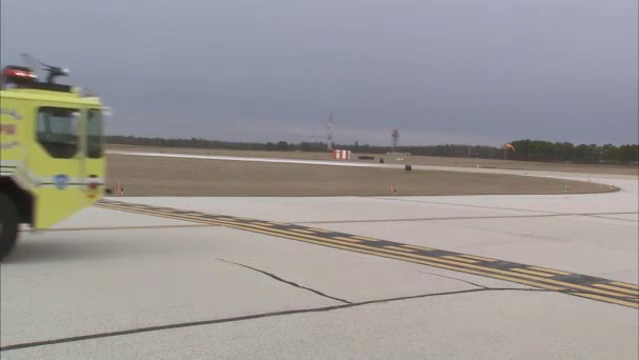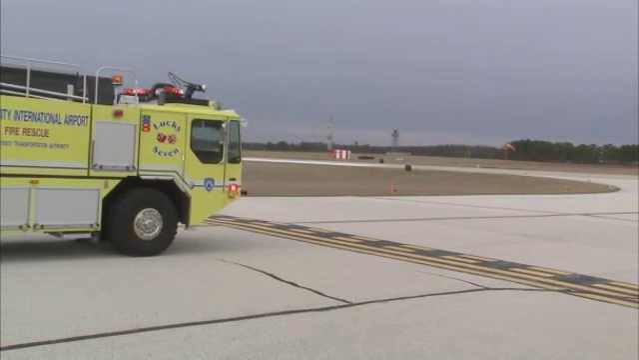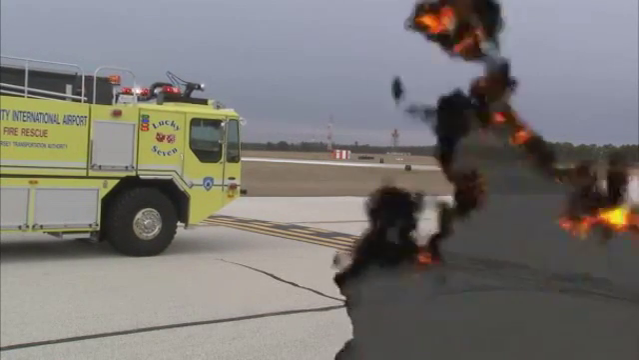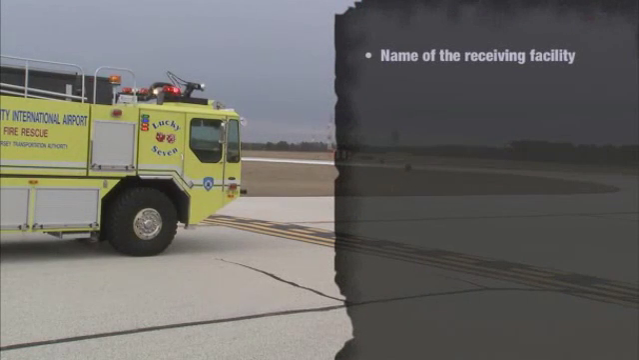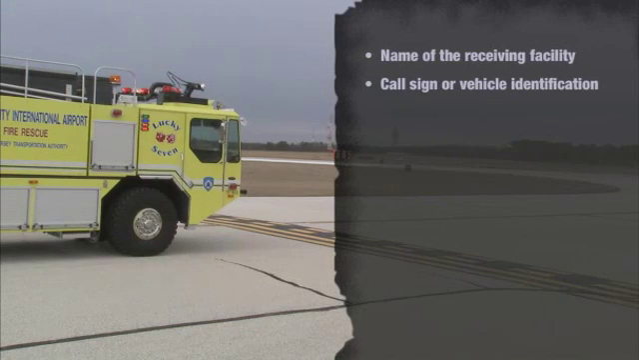When requesting clearance or stating your intentions, always provide the following information in the following format: the name of the facility you're calling, such as Washington Ground, your call sign or vehicle identification, such as ARFF2, your position, such as on taxiway Charlie, holding short of runway 31, and your request, such as request permission to cross runway 31. You may also specify your route if appropriate.